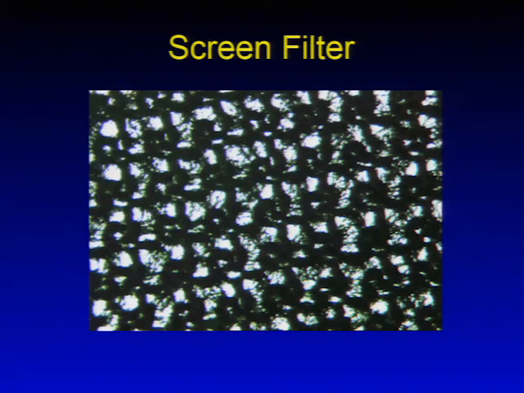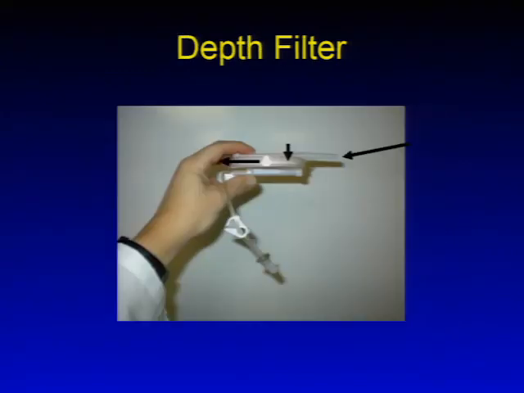And again, I should mention that when I'm talking about filtration, we're talking about blood salvage. One can see the pore size of 120 microns and how it kind of resembles a window screen. This photo shows a depth filter. The arrows indicate the flow of blood as it passes through the filter.